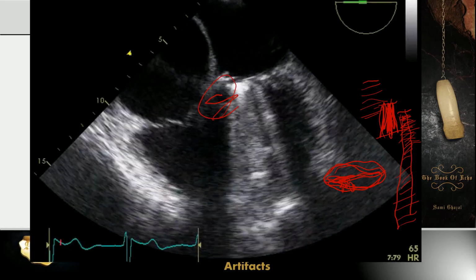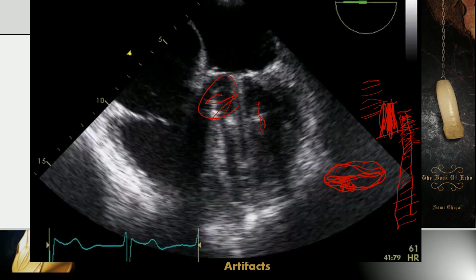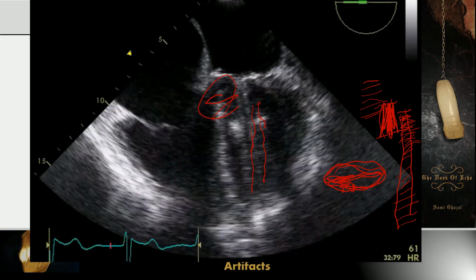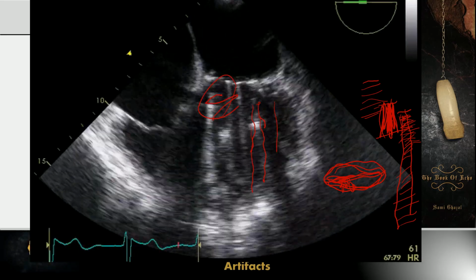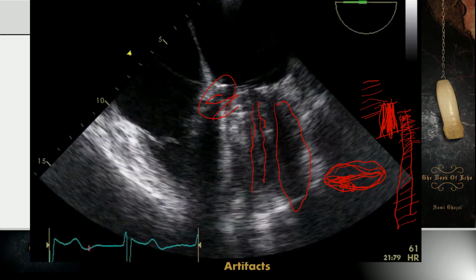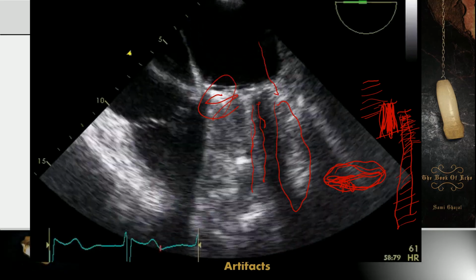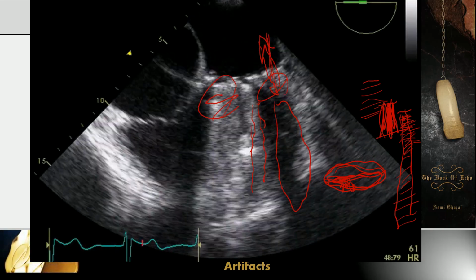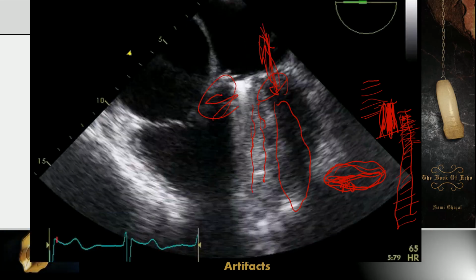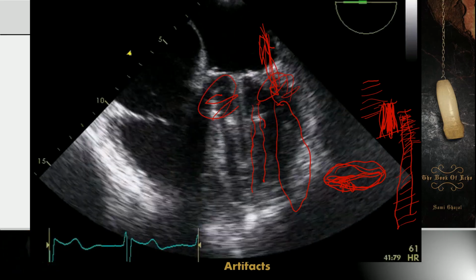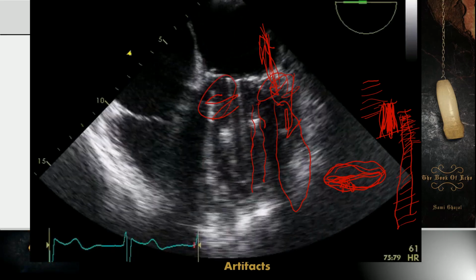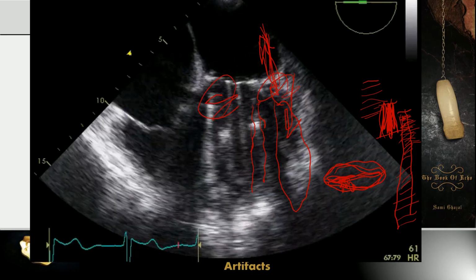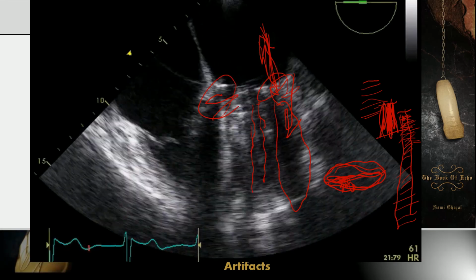So this white line here that we see is a comet tail artifact, and this is another comet tail artifact. The black line here is caused by the ultrasound being reflected back from the sewing ring here, all the way. All of the ultrasound is being reflected and nothing is passing through that object. So we call it shadowing artifact. It's not a reverberation, it's a shadow artifact or shadowing artifact. It's a different mechanism.